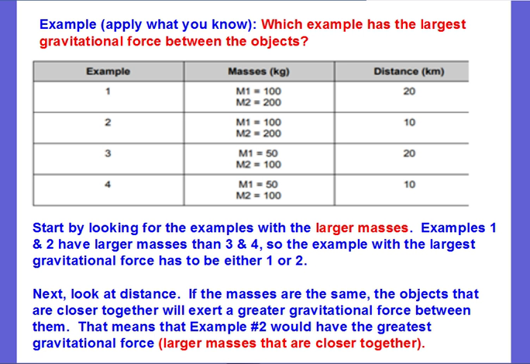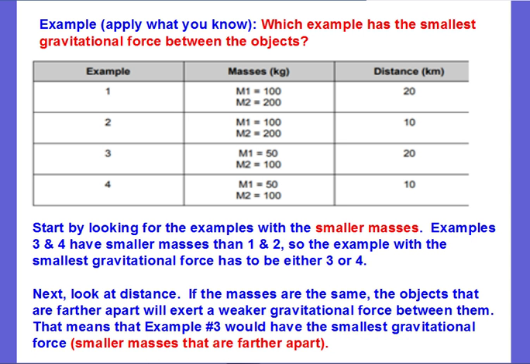So which one has the smallest? Okay. Which example has the smallest gravitational force between the objects? So you have to kind of reverse the process that we just did. Now we want to look for the examples with the smaller masses. So we saw, this is the same information, examples 3 and 4 have the smaller masses. These two masses are smaller than these two. So if we're looking for the smallest gravitational force, it's going to have to be either example 3 or 4.